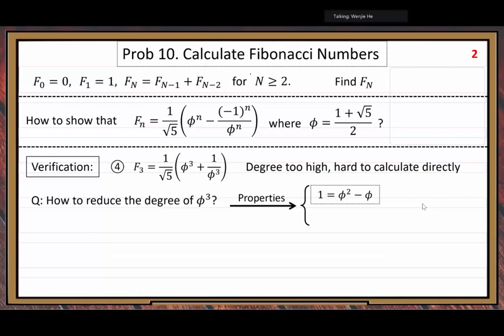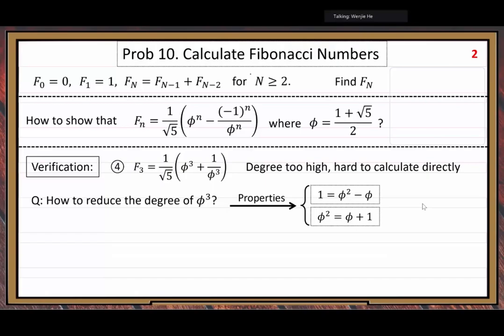The first property: 1 equals phi squared minus phi. Later I will show you how to see it. Second, phi squared equals phi plus 1. The second property comes from the first property. You just move the minus phi to the left-hand side, then switch the left-hand side and the right-hand side, and you get the second property. Essentially, they are the same property.